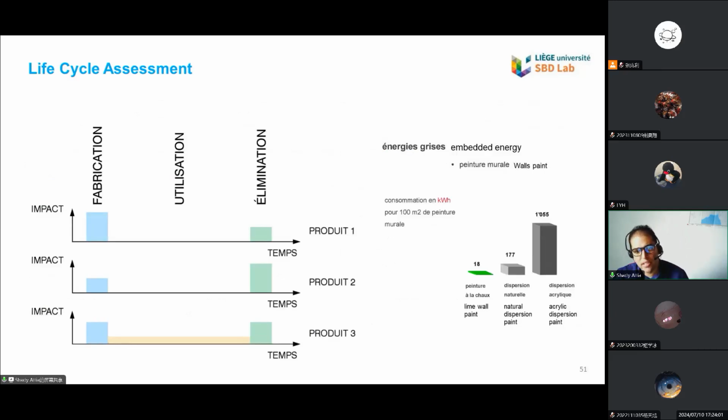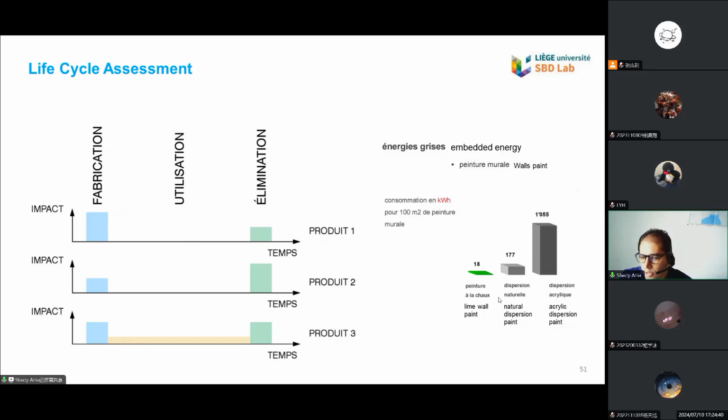And we mentioned earlier that when we do a life cycle assessment, we try to quantify the impact during the fabrication of the material, during the utilization, and during the elimination. And based on that, we can compare product 1 with product 2 with product 3. And this is here an example. For example, if somebody comes and tells me, I want to paint my room, shall I use acrylic dispersion paint, or shall I use natural dispersion paint, or shall I just use lime wall paint?